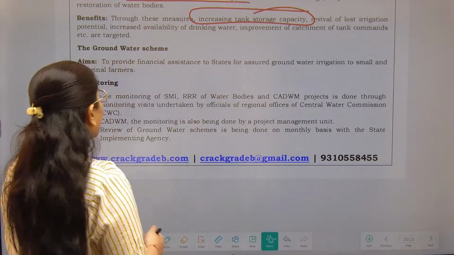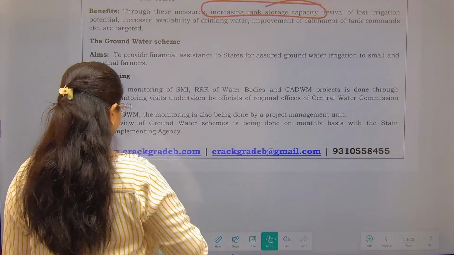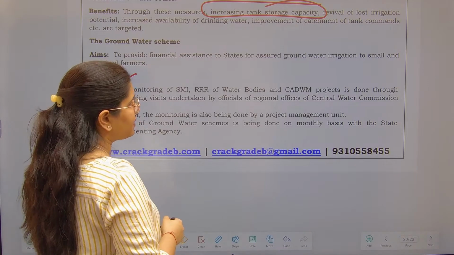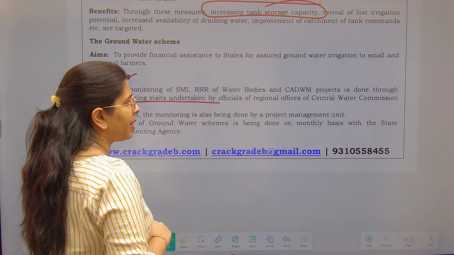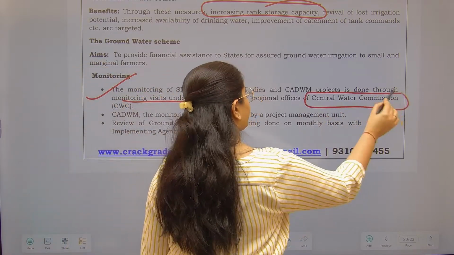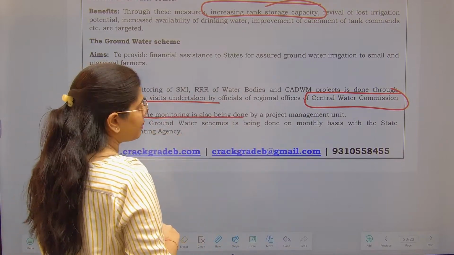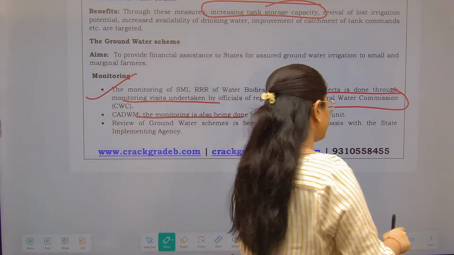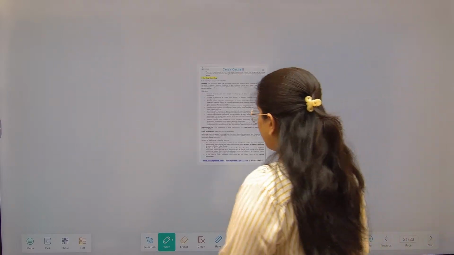Monitoring: who is going to do the monitoring here? Monitoring of SMI, RRR of water bodies as well as the command area development projects is done through monitoring visits undertaken by officials of the Central Water Commission. Important factual data, please remember it. The monitoring of command area development is also done by the project management units, and review of these schemes is done on a monthly basis with the state implementing agency, right?